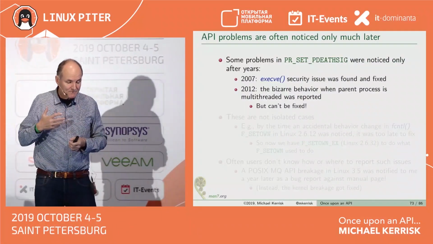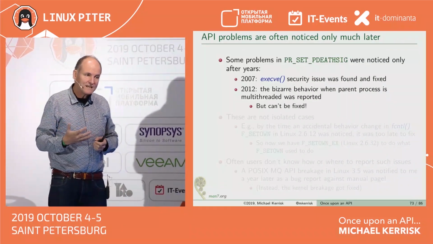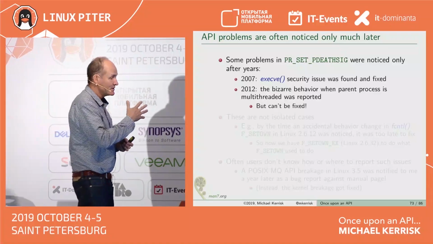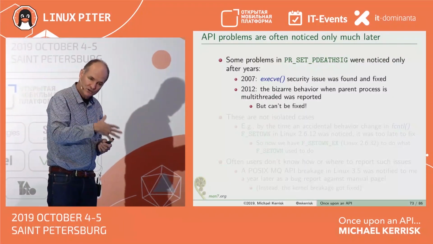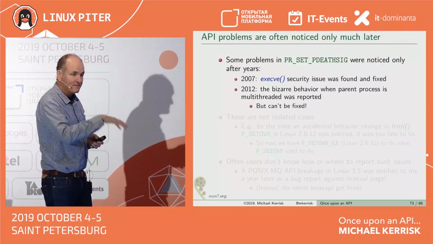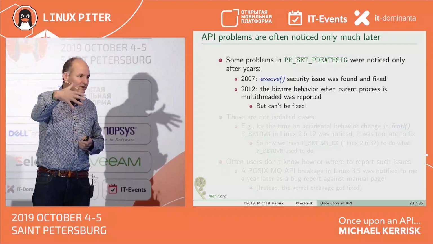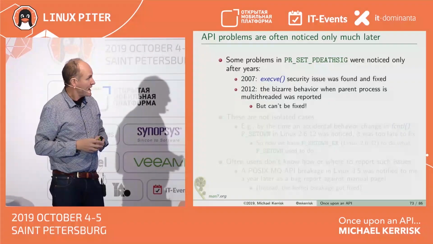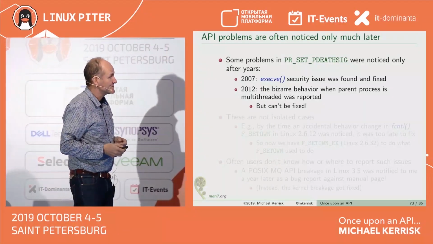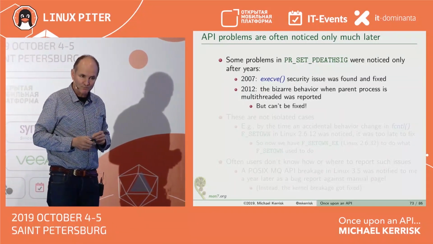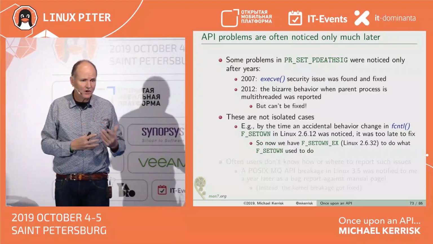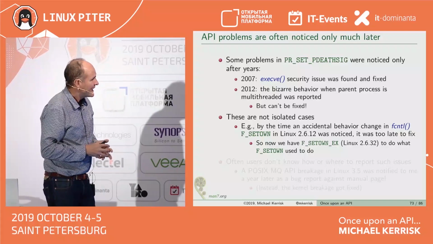And some of those problems only get noticed much later, and this is a pattern I've seen consistently. So the execve security issue, that was noticed 10 years later. The bizarre multi-threaded parent process behavior, that was reported only after 15 years, and by this point it couldn't be fixed. And these are not isolated cases.